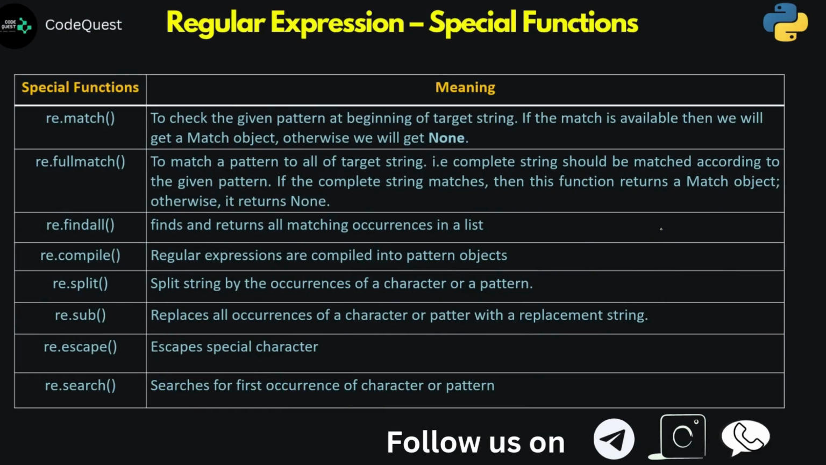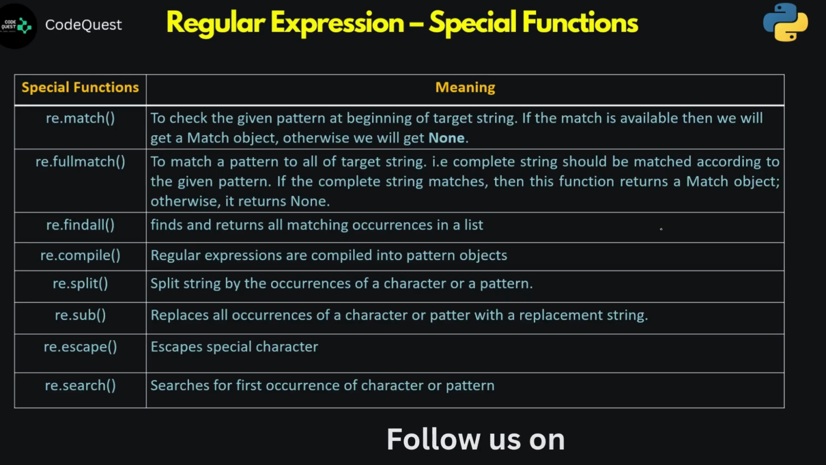So the RE module has provided a certain set of special functions. To start with, the first one is the match function. The match function of your RE module is used to search for a pattern at the beginning of the string. If the match is available, then it's going to return a match object. Otherwise, we will get None.